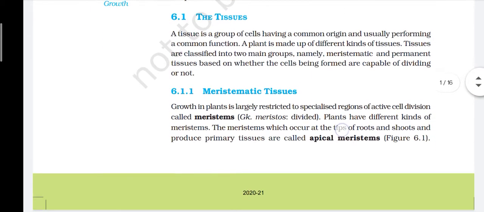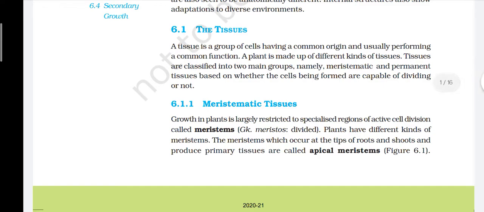The tissue. A tissue is a group of cells having a common origin and usually performing a common function. A plant is made of different kinds of tissue. Tissues are classified into two main groups, namely meristematic and permanent tissue, based on whether the cells being formed are capable of dividing or not.